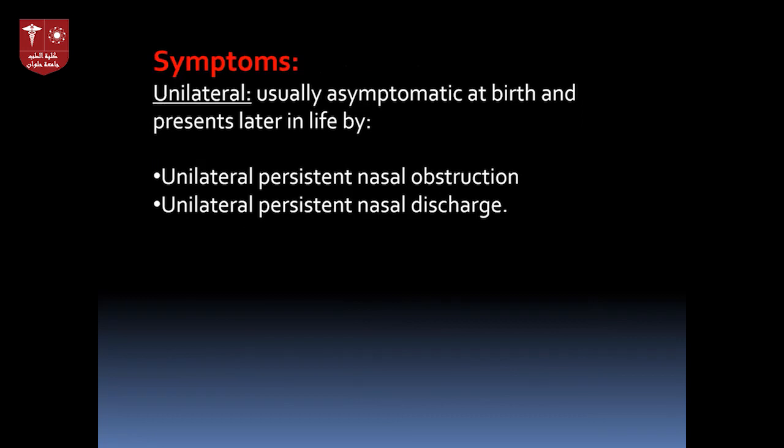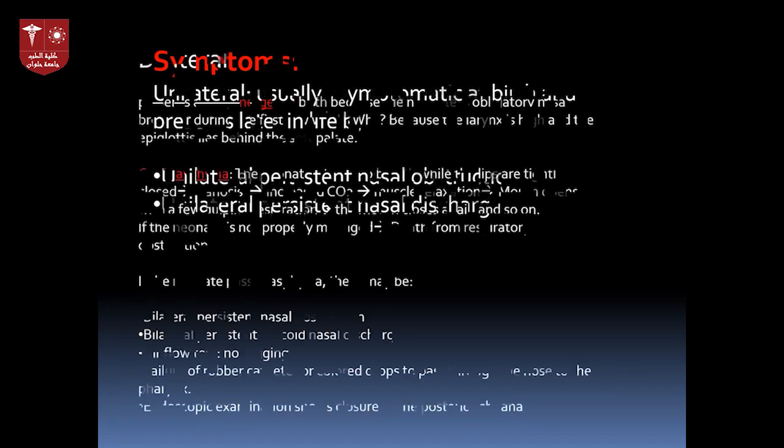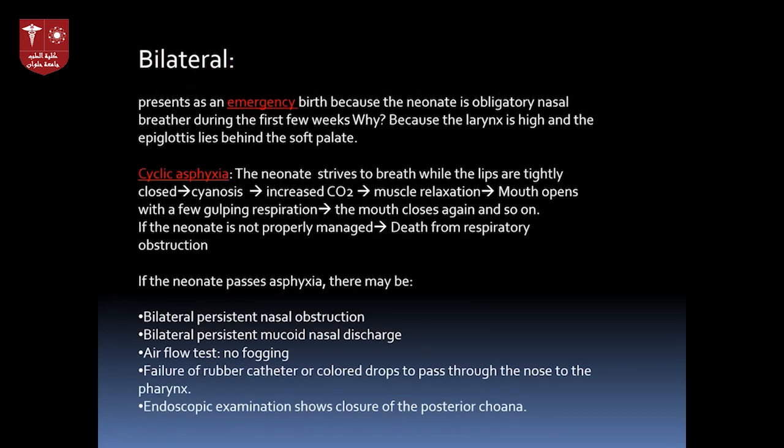What are the symptoms of a baby born with a choanal atresia? If it's unilateral, it's usually asymptomatic. Mostly the mother does not detect it, but it can be detected by unilateral nasal obstruction and unilateral nasal discharge further in life. But what about bilateral? Bilateral is an emergency.